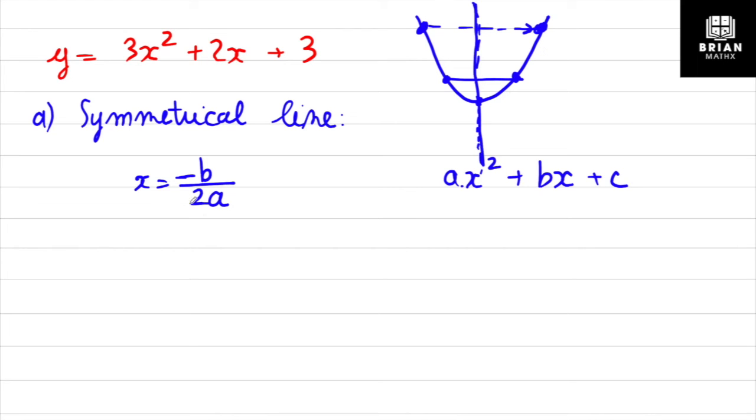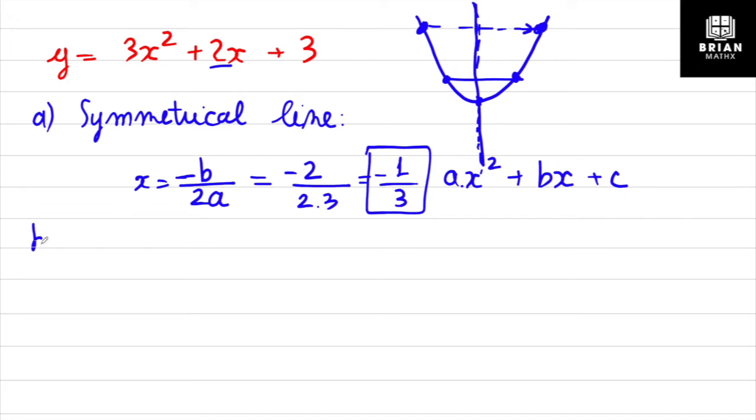So negative b over 2a: for this equation you will have negative 2, because b equals 2, divided by 2 times a, which is 3. And you get negative 1 over 3 as the symmetry line. The first step is done. And the second step, you will find the vertex.